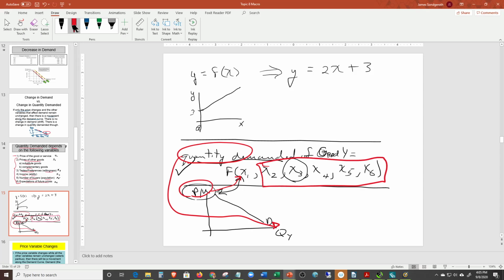So the only way we can show what happens when those variables change, if we're still going to be using this graph, is to shift the demand curve. And this would be an increase in demand, but we can also shift it left, which would be a decrease. So any one of these variables could increase or decrease the demand, so if they change, the demand changes.